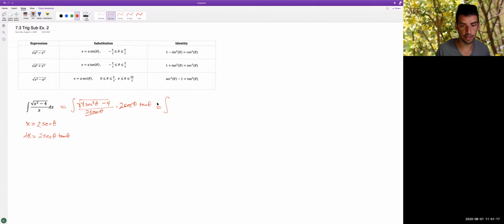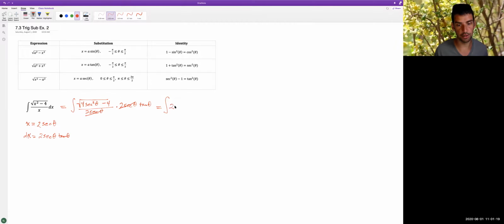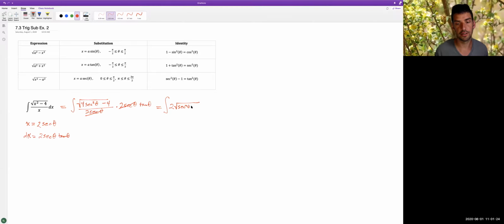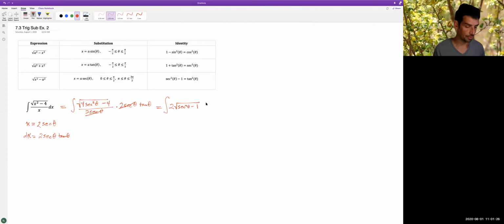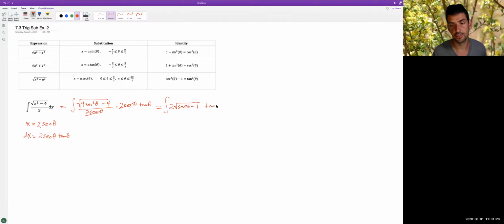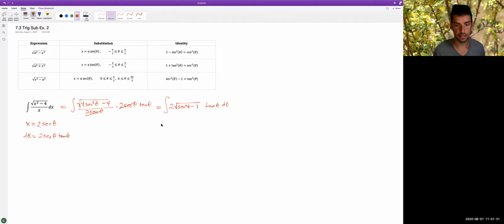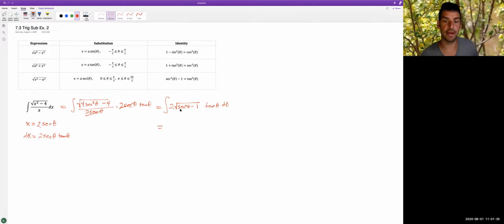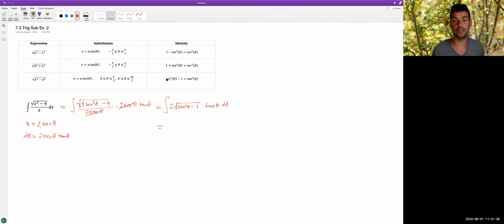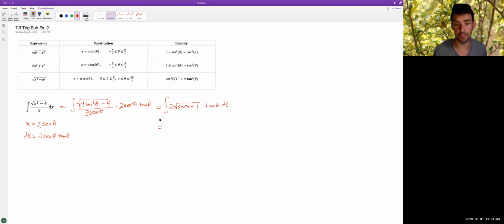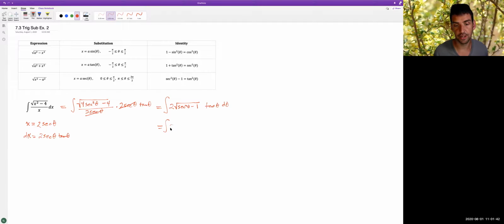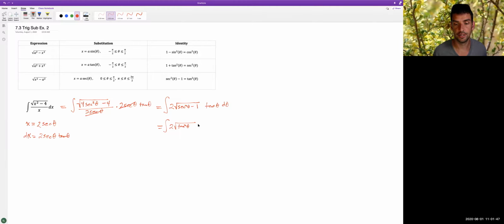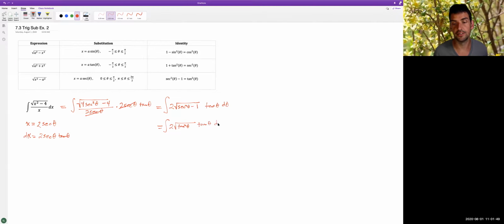So the 2 will come out, and we're left with secant squared theta minus 1, and we've got our tangent theta d theta. All right, so secant squared theta minus 1, we notice, is equal to tangent squared theta from this suggested identity. So this becomes tangent squared theta tangent theta d theta.